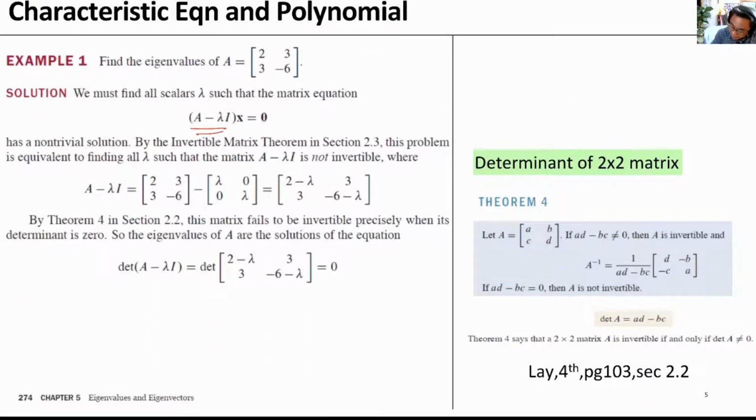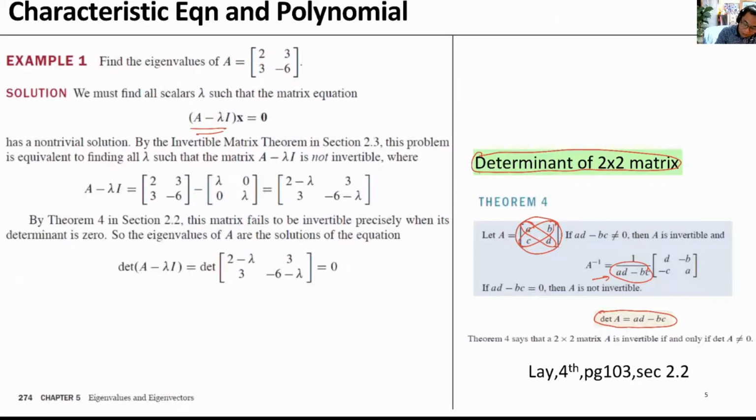Alright, first let's review the determinant of a 2 by 2 matrix. A matrix A consisting of 4 elements a, b, c, d has the determinant ad minus bc. So this is what we know. Now, when the determinant is 0, then 1 over 0 is infinity, so the inverse does not exist. So the determinant of a 2 by 2 is ad minus bc.